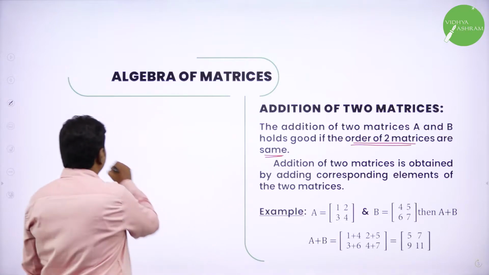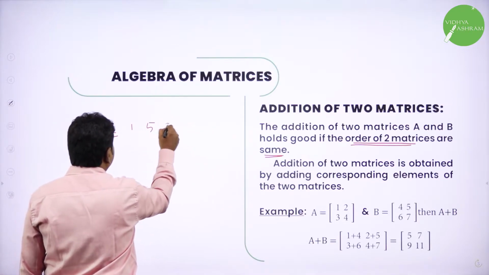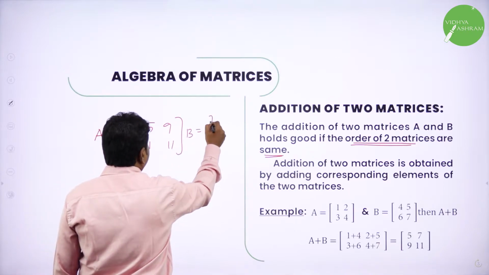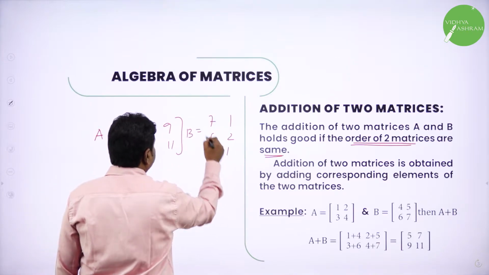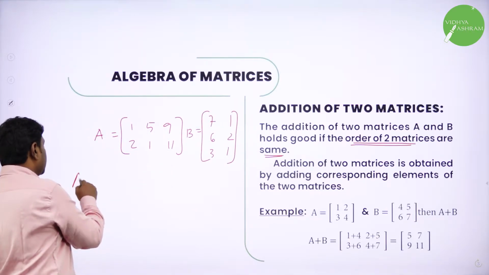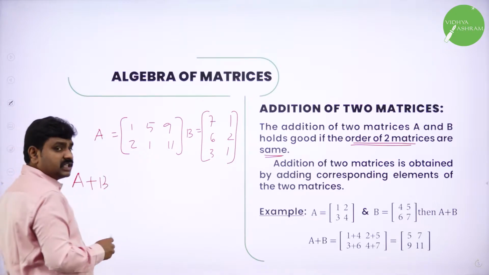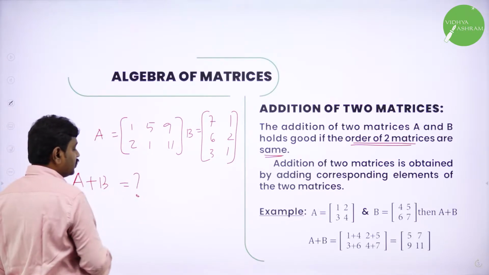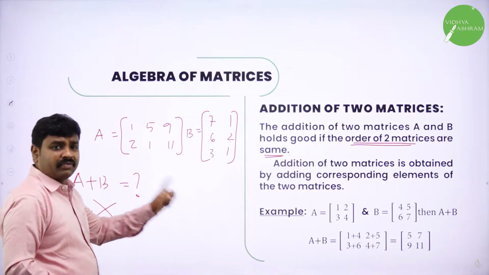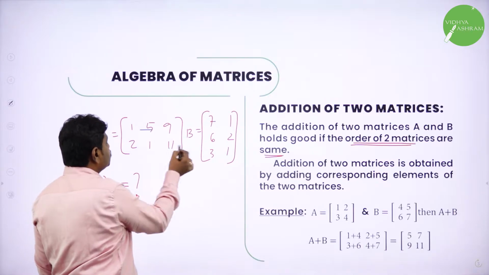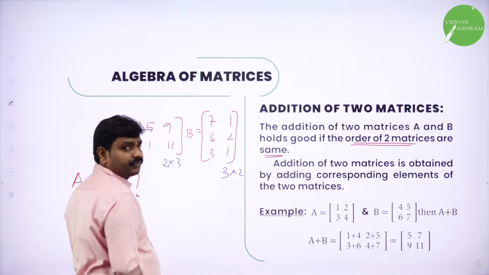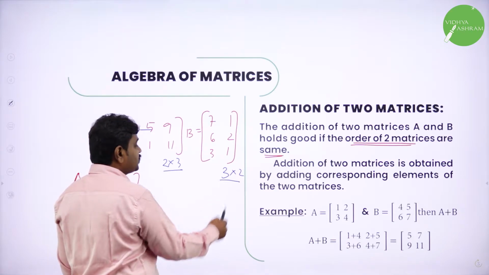For example, I will give like this: A is equal to 1, 5, 9, 2, 1, 11 and B is equal to 7, 1, 6, 2, 3, 1. Now, can we add this? Can we find A plus B? Is A plus B possible? I can say no. A plus B is not possible. Why? Because what is the order of this? 2 rows, 3 columns, 2 cross 3. What is the order of this? 3 rows, 2 columns. This is 2 cross 3, but this is 3 cross 2.